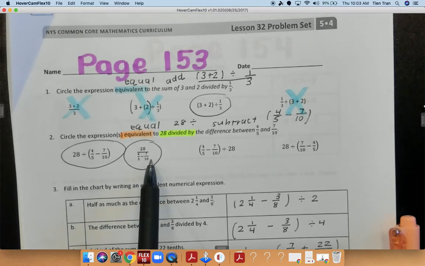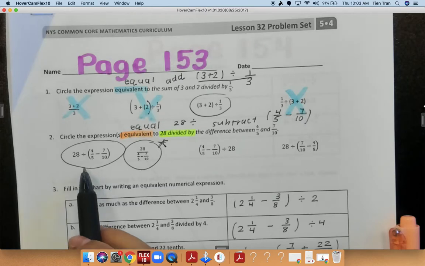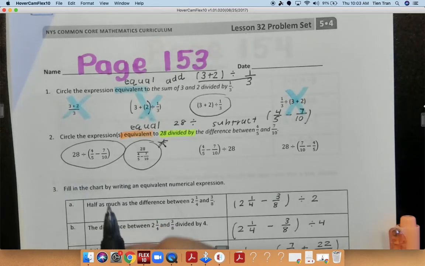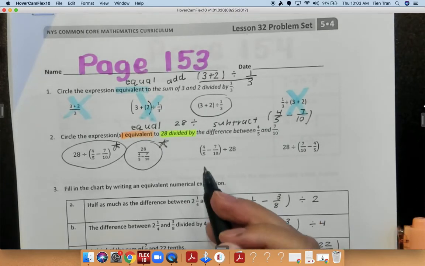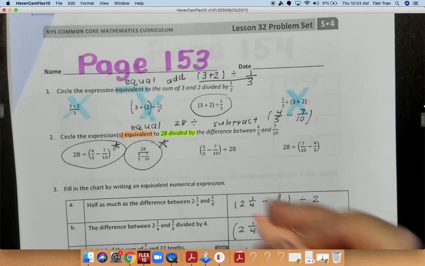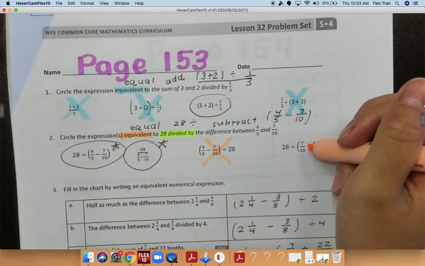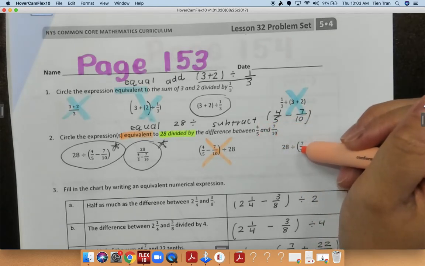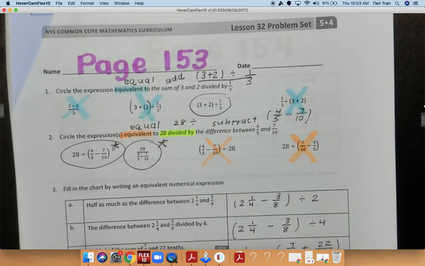So this one is correct. And this one can also be written like this, straight across. So both of these are correct. These two do not make sense because 28 needs to go first. So in this case, 28 is not first here, so that's incorrect. 28 is first here, but notice that they said 4/5 and 7/10. They switched these two, so that makes it incorrect. So I'm crossing that one out too.